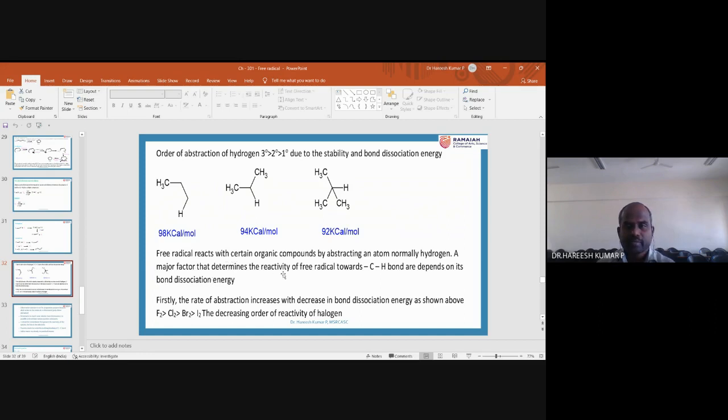Then if we look into the rate with respect to the halogen, the rate of abstraction increases with decreasing bond dissociation energy as shown above. Fluorine is greater than chlorine, chlorine is greater than bromine, bromine is greater than iodine. This is the decreasing order of the reactivity of halogen. So let's look into a few more points.